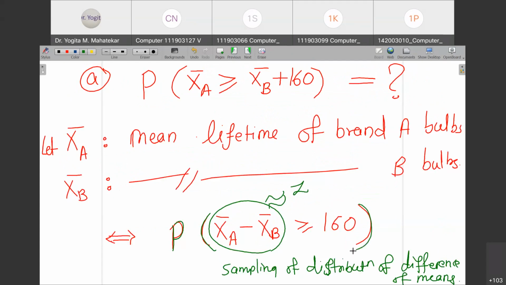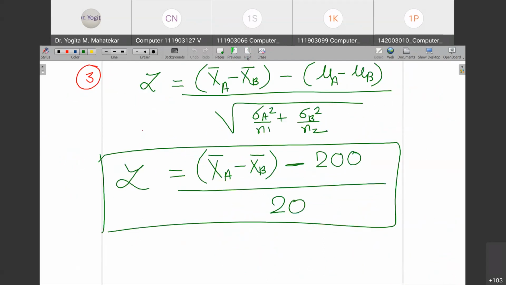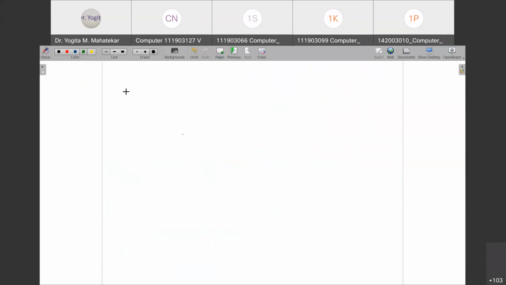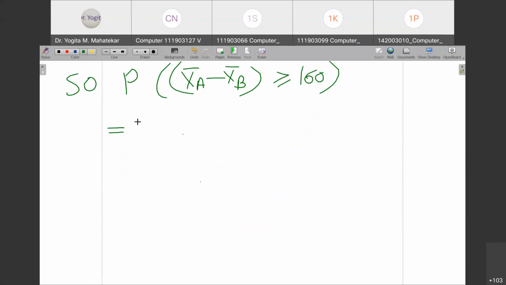So what will you do? You approximated it with the normal random variable, so you find Z corresponding to 160. So what is that Z? It is 160 minus 200, divided by 20. You have solved many problems on the normal probability distribution, and we are doing the same. So it's minus 40 by 20, which is minus 2. Correct? So now let me write again: the probability that XA bar minus XB bar, the difference of means, is at least 160 is the same as the probability that Z is greater than minus 2.